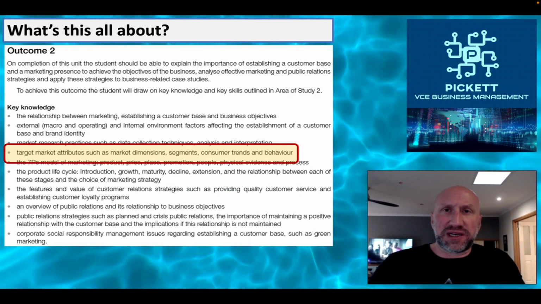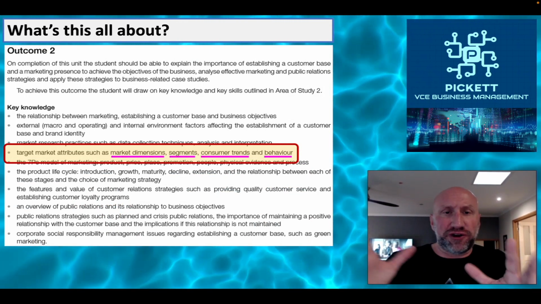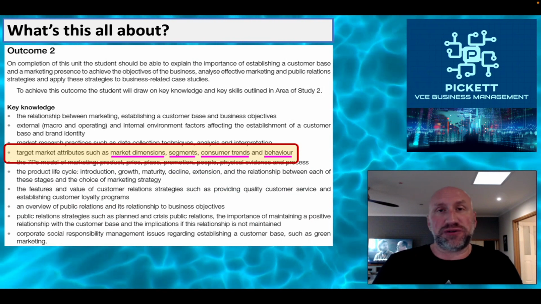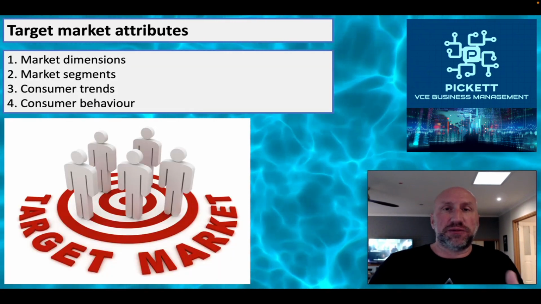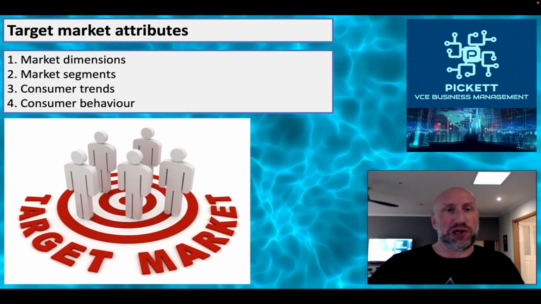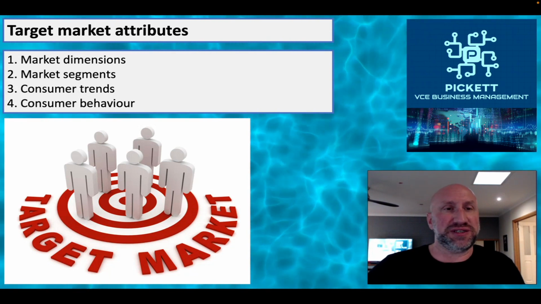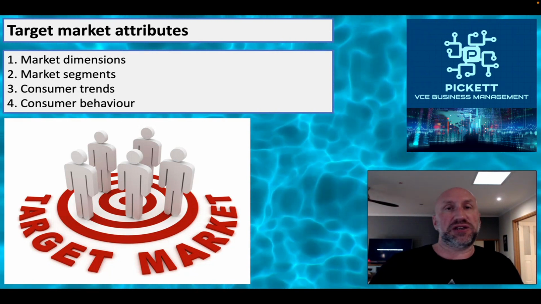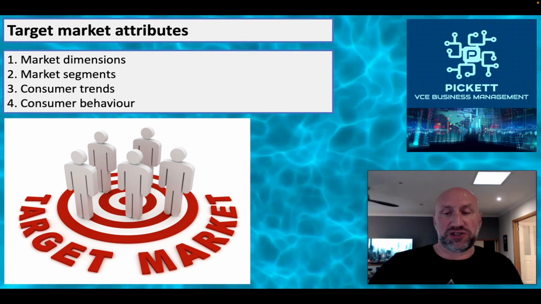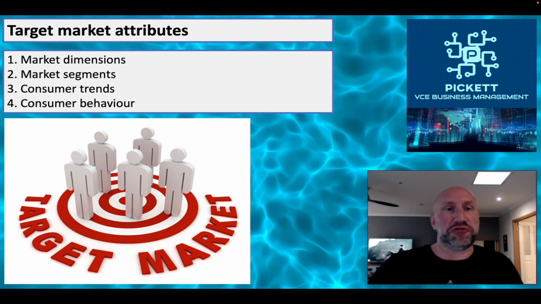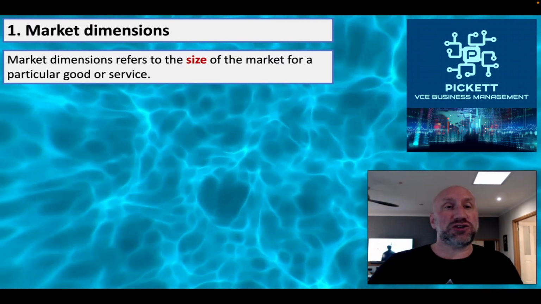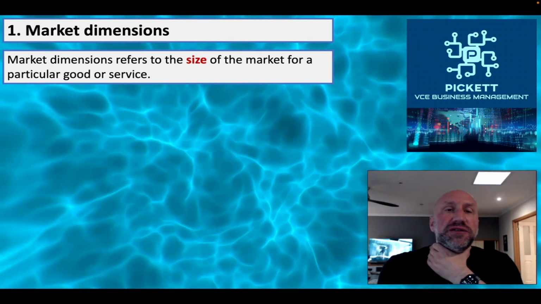Now, going back to the study design, we have those 4 different elements to this, or attributes. So that's what this video is going to be focused on, breaking it down by looking at it this way. Market dimensions, segments, consumer trends, and then consumer behavior. That's what we're going to focus on, working our way through each of those 4 attributes. So first off, market dimensions.